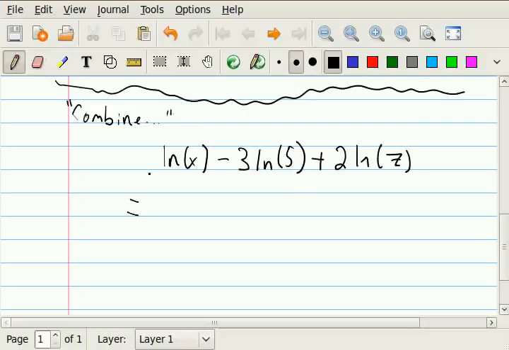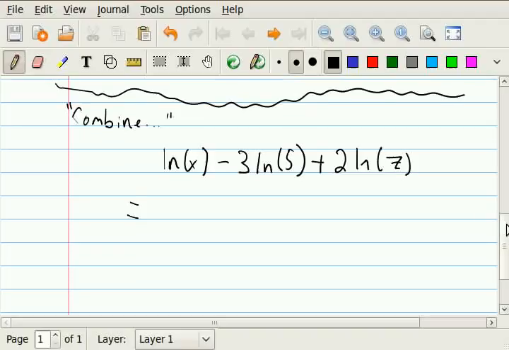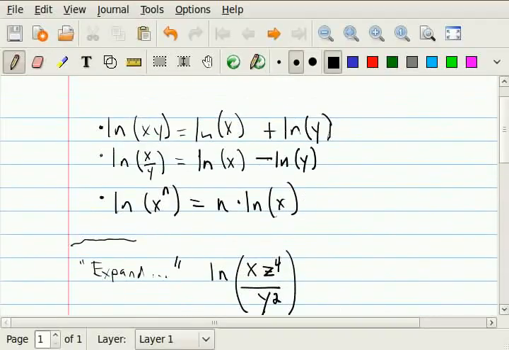Okay, so an equal sign tells me I'm taking one thing and writing it successively in different ways. So, well, what rules can I use here? Pretty much the only rule I can use first is the one that deals with powers. Okay, this third rule. It says that if I have a number in front of a logarithm, I can bring it inside as a power of the expression already inside the logarithm. Okay, which is just kind of the opposite direction of how we used it before.